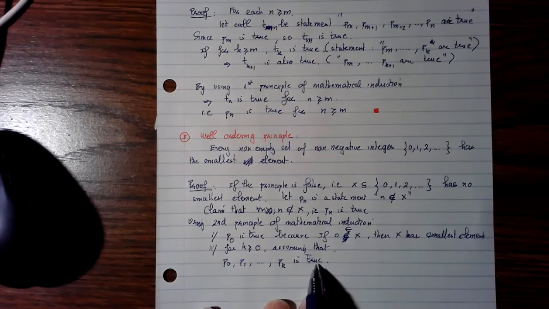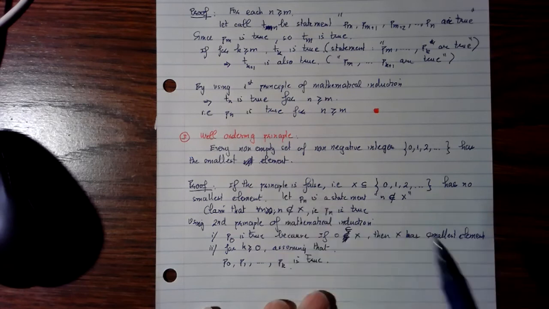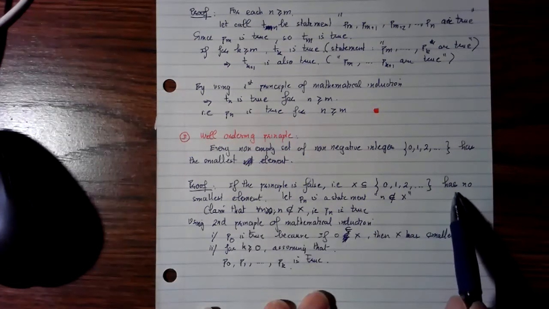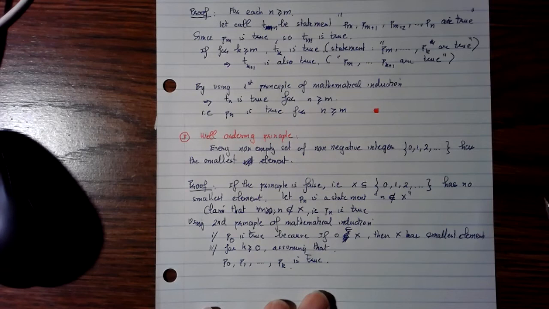That's easy for you to see, because if it is not true, it means that 0, 1, 2, 3, 4, 5 until k belongs to X. And if it belongs to X, then X has the smallest number, which contradicts what we assumed over here, that there is no smaller number. So we see that P0 through Pk is true.